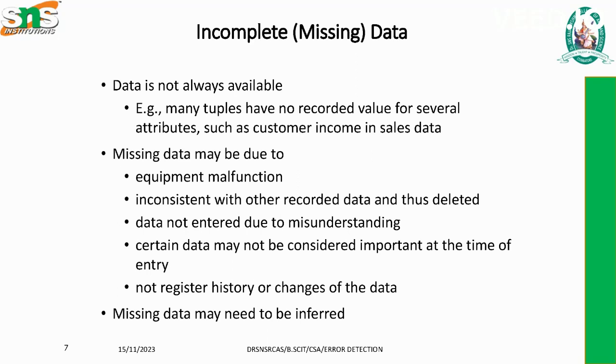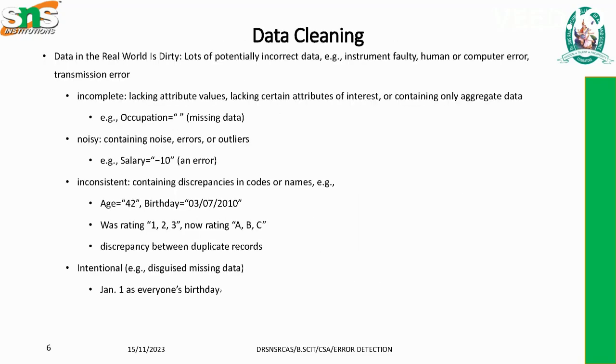Before this, let us see what data cleaning is. Data in the real world comes with a lot of noise or incorrect data. As I told you, first, incomplete data: lacking attribute values, lacking certain attributes of interest, or containing only aggregate data. For example, if in a database there is a column called occupation and you are not able to give the data, so occupation is missing, that will be missing data.